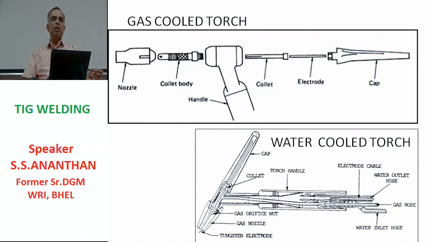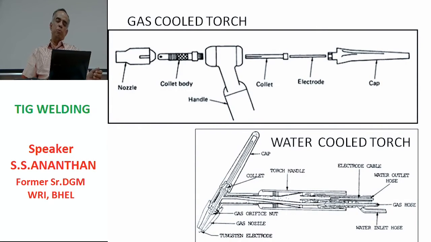The torches are basically classified in two different ways. One is the classification based on the cooling system. That is, whether the torch is cooled by the shielding gas which is coming for the shielding purpose and also cools the torch body, and hence it is called the gas cooled torch, sometimes also called the air cooled torch. The second type of cooling is a water cooled torch, where water is used for cooling the torch body, and it does not come into contact anywhere with the weld. It cools only the body, and it also has a supply of the shielding gas.